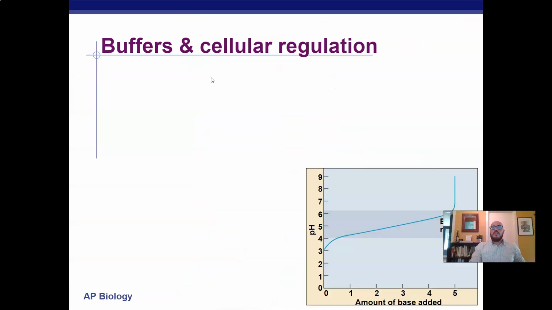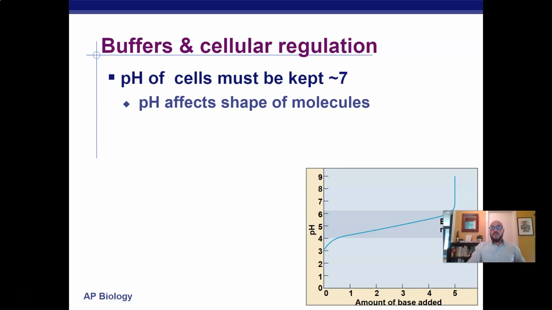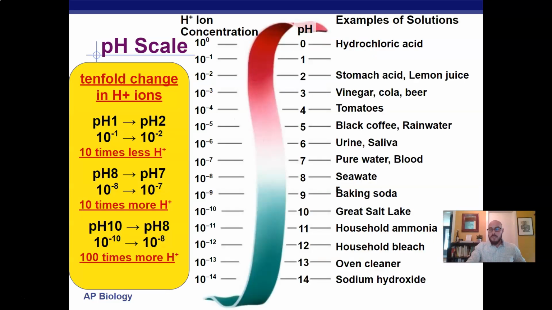All right. So buffers and cellular regulation. The pH of cells must be kept around 7. Why? It's pretty simple. It's pretty simple why things need to be kept around 7, because you don't want a whole bunch of ions floating around in water, because then you're going to have a lot more chemical reactions happening with those ions. So if there's a bunch of positively charged hydrogen floating around, now anything that has a negative charge is going to be more easily disassociated in that solution, right? That's why acids are so dangerous.